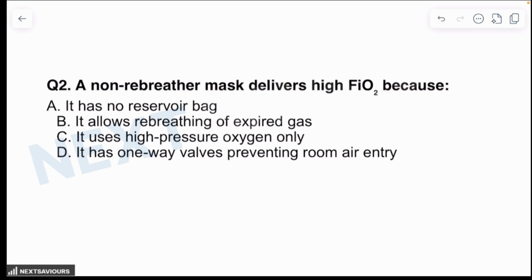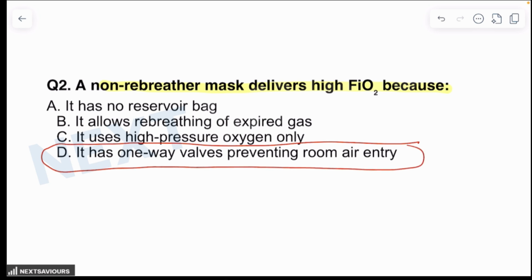Second question is a non-rebreather mask. It delivers a high fraction of oxygen because, and the correct answer for this question is, it has a one-way valve which is preventing room air entry. This is something we have talked about: a one-way valve on the mask and the bag in between ensure near 100% oxygen is inhaled with minimal room air, although this value of 90 to 100% FiO2 is theoretical. Practically, it varies around 70 to 80% because of some dilution. But yes, it is responsible for providing the highest fraction of oxygen in a non-ventilated patient.